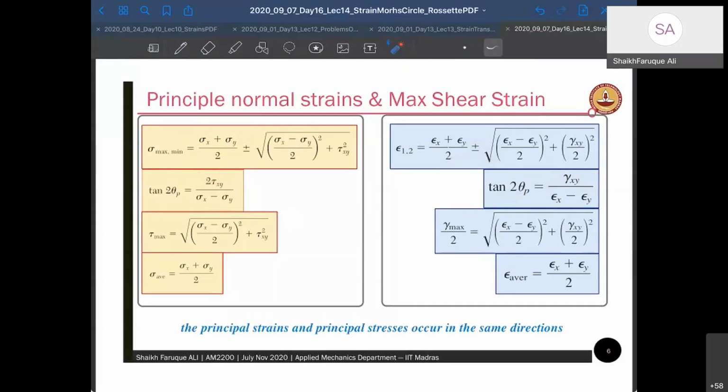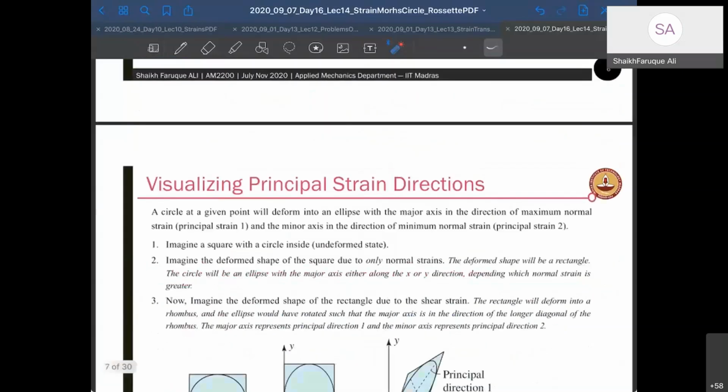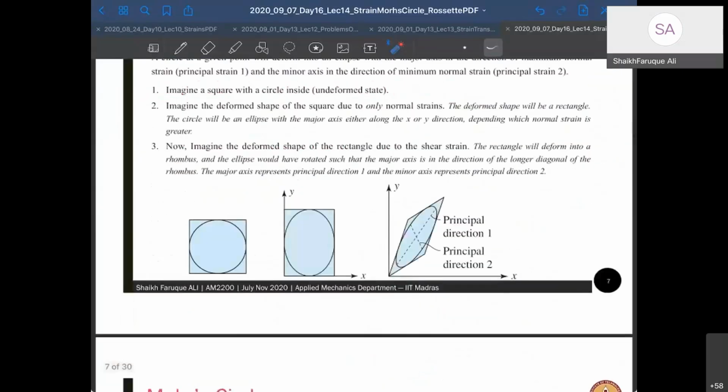Similarly, maximum shear strain is given by this formula, which is the radius of a Mohr circle. We have seen that. And at that point, you will have average strain, which is epsilon x plus epsilon y by 2. If you have an element which looks like this and draw a circle within it, then extension along one direction makes it an ellipse.